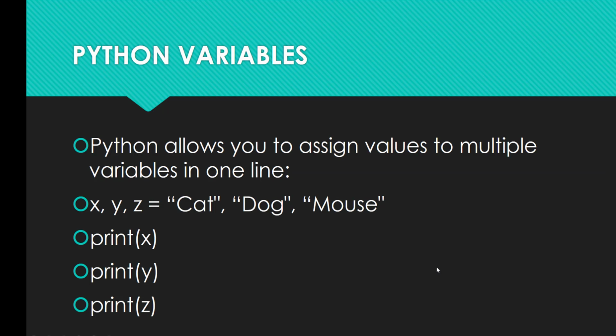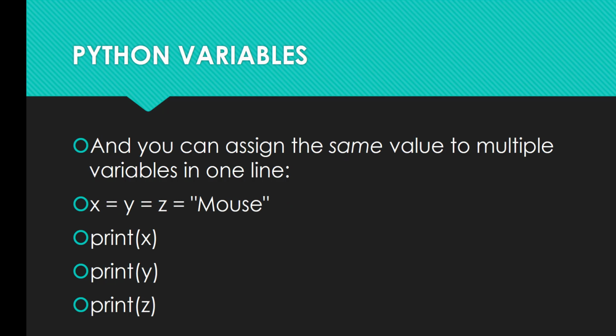Python allows you to assign values to multiple variables in a single line. As we can see here, x, y, z is equal to cat, dog, and mouse. If you print these out, you would get cat, dog, and mouse listed. You can also assign the same value to multiple variables in one line. If you assign x equal to y equal to z equal to mouse at the same time, you get mouse for all the variables.